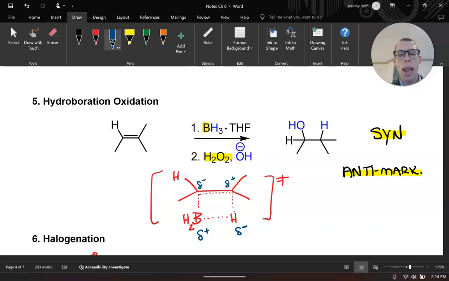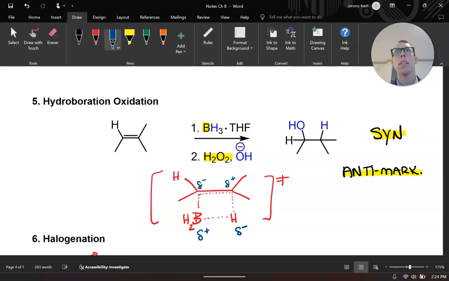And when it adds, there's then going to be multiple other steps. Afterwards, if you want to draw the full mechanism, there's going to be deprotonation of your peroxide. That peroxide is then going to attack on your boron. There's going to be a rearrangement. There's then going to be a hydrolysis, which is going to be kicking out that boron, and then a protonation. That's a lot, and you don't need to know all of that to understand our key thing here.